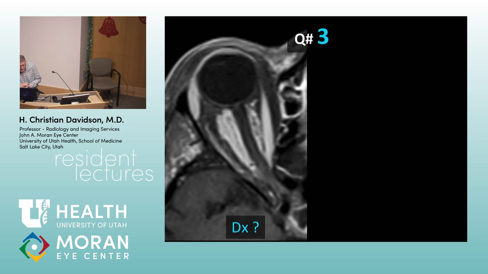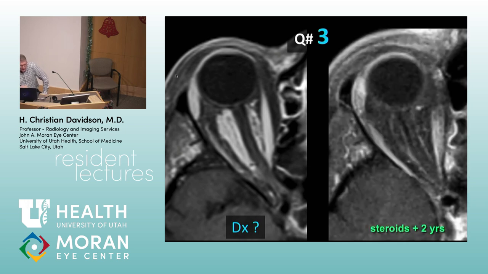Let's say it's a similar history, slowly progressive vision loss. This is a T1 post-contrast fat suppressed. In this case, we had a follow-up 2 years later. Dr. DeGree, that is your patient. That's my patient. 2 years later and some steroids, and this happened.